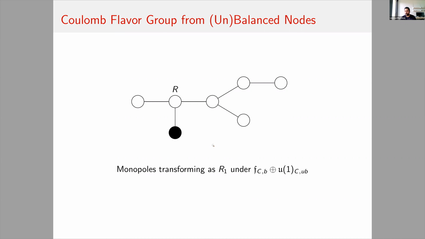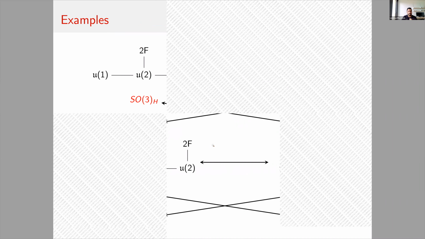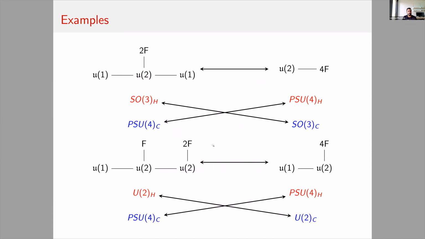Okay. Yeah, so as you can see, all of this is well known. This has been explored a lot in the literature because we are only computing some Hilbert series so far, just normal Higgs and Coulomb branch Hilbert series. Okay, so let's see again how this works in these examples. So this is the same example that we had on a few slides ago. And now we want to read what are the Higgs and the Coulomb flavor groups.